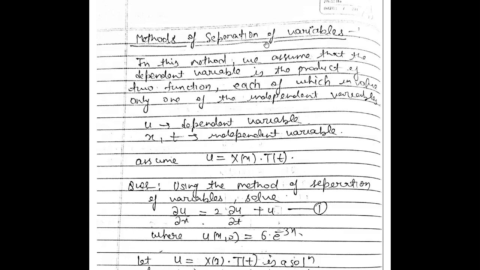So in this method we assume that the dependent variable is the product of two functions, each of which involves only one of the independent variables. That means if u is a dependent variable, and x and t are independent variables, u is a function of x and t. So our solution will be u is equal to X into T, where X is a function of x and T is a function of t.